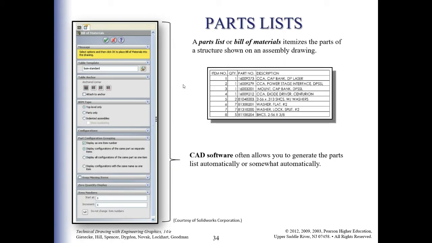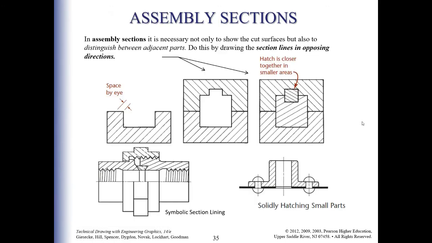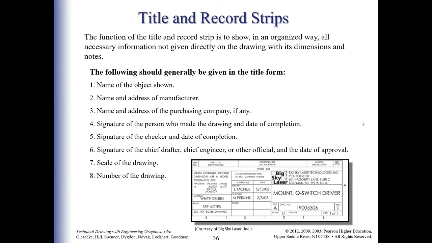A part list or bill of material of parts of a structure shown here is an example used in AutoCAD or SolidWorks for this case. Together, we can say that the assembly section is necessary not only to show the cut surface, but also to distinguish between the adjacent parts, as well as showing the information needed in the hidden parts. The title and the record strips. These are an explanation of how the title block can also be represented.